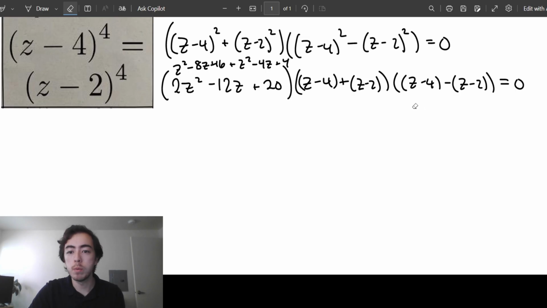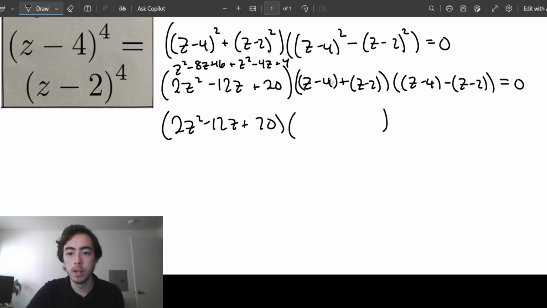And you know what? Maybe we could actually simplify the second and third factors a bit, because it looks like we can collect up our like terms. So we'll keep the 2z squared minus 12z plus 20 the same. Here, it looks like I have z minus 4 plus z minus 2. So overall, I have two z's here, and then I have a minus 4 and a minus 2, which could be a minus 6. And then here I have z minus z, so those z's cancel out. And then I have negative 4 minus negative 2. So overall, this factor is just the number negative 2.